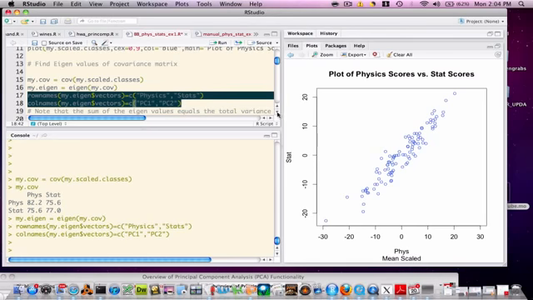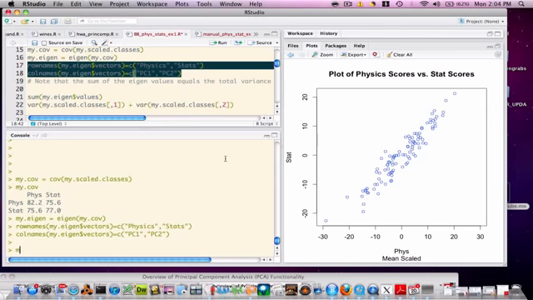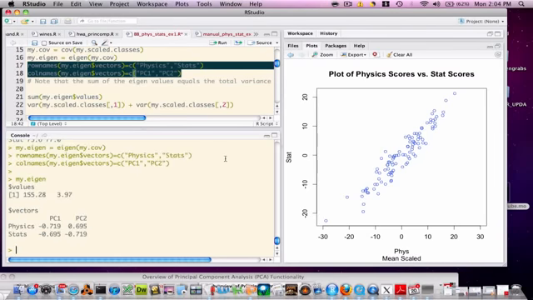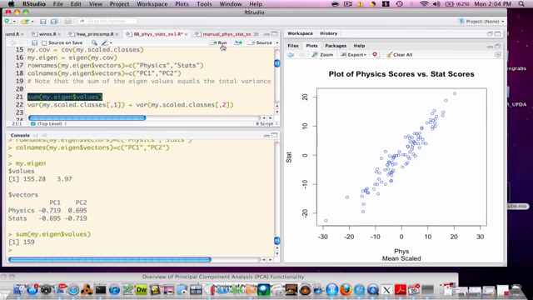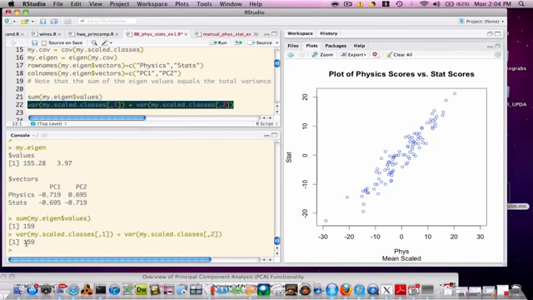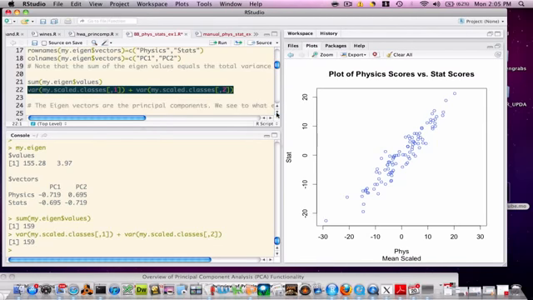Okay, so if we take a peek at the results of the eigen function, what we're going to see here are a couple of things. We'll see the eigenvalues in this row, 155.28 and 3.97. And one of the first things that you can notice is that the sum of the eigenvalues in fact represents the total variance in the data set. So it's this magic that allows us to exploit the eigenvectors, which are also known as the principal components.